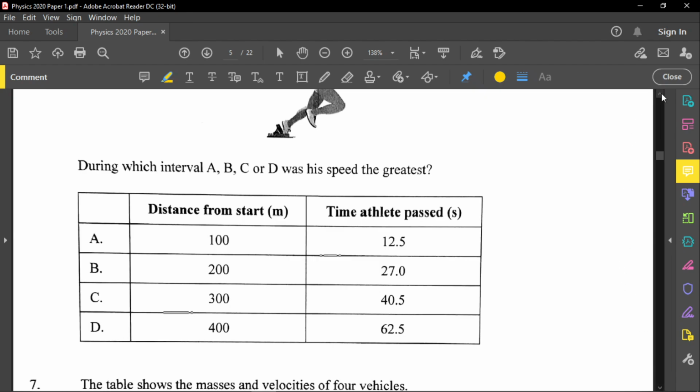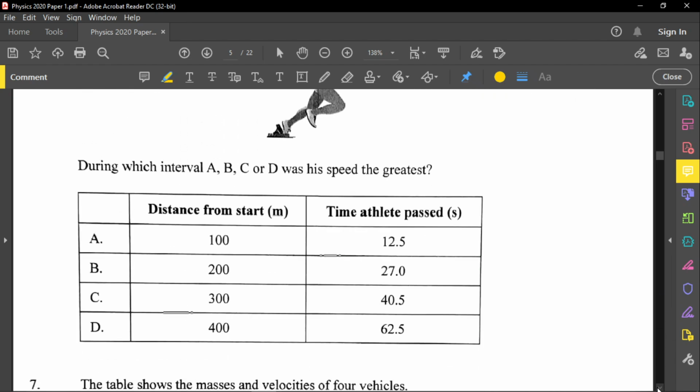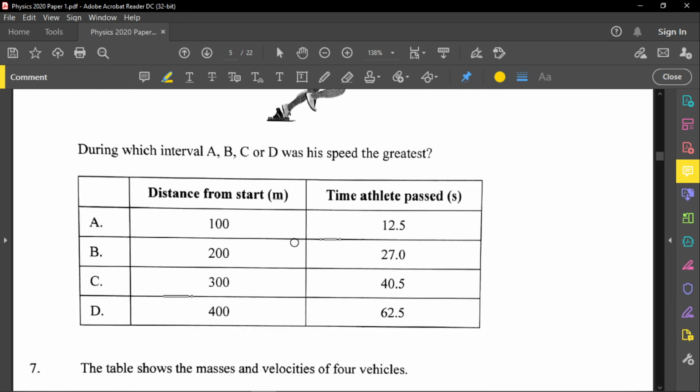Okay, so let's go back to the question again. It said that the time when he passes each 100-meter interval is recorded as shown in the table. So each time is an extra 100 meters. What I want to look at carefully is the first 100 meters, then 200 meters, then 300 meters, then 400 meters. So how to look at the timing, I wanted to think about it this way. From 0 meters, which is the starting line, to 100 meters, it took 12.5 seconds, okay?